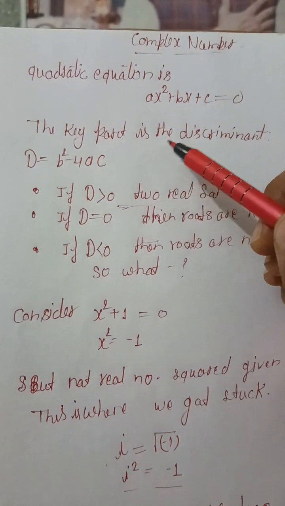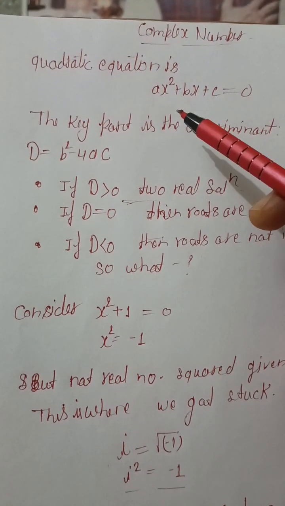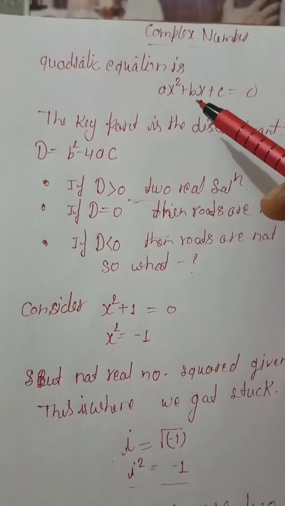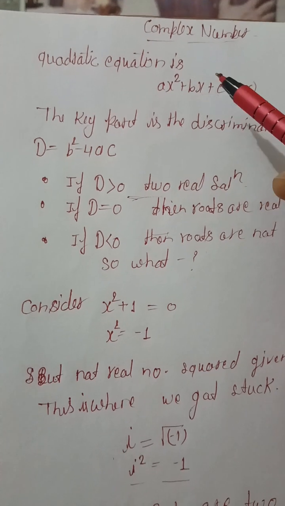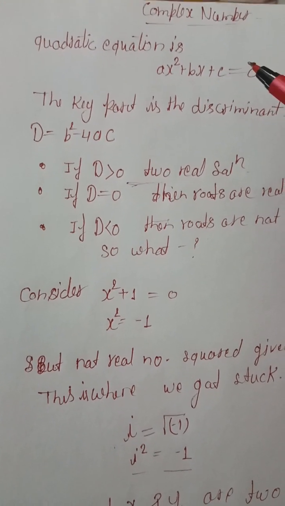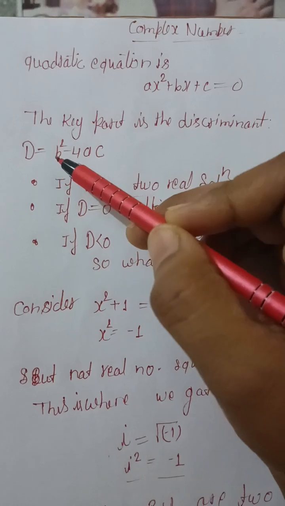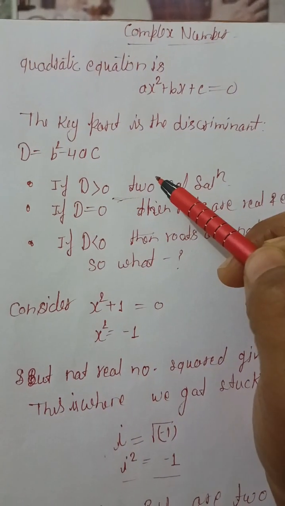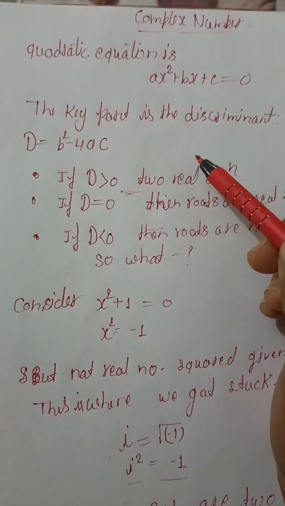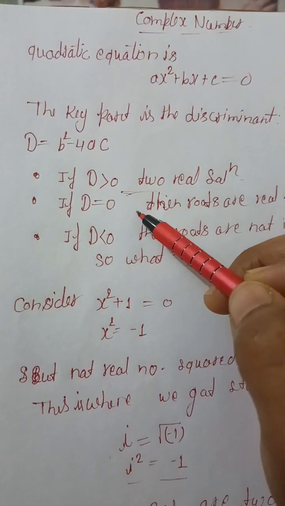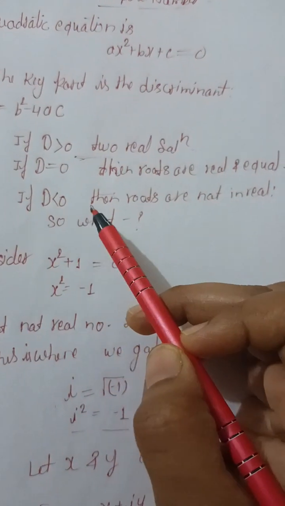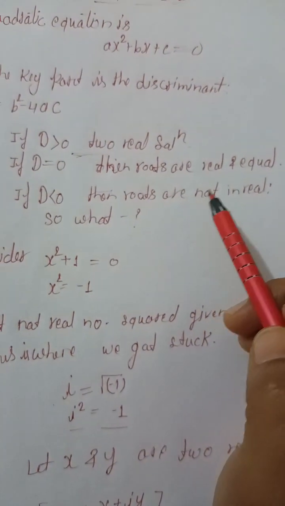The key part is the discriminant. First of all, we will see about the discriminant, how we find roots and solutions of the equations. D equal to b square minus 4ac. If D is greater than 0, then we get two real solutions, and if D equal to 0, then roots are real and equal, and if D is less than 0, then roots are not real.